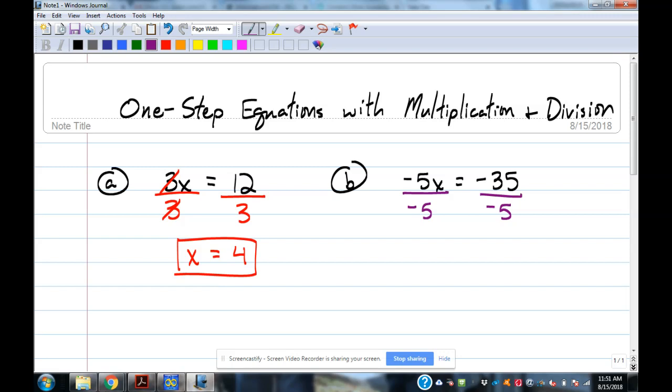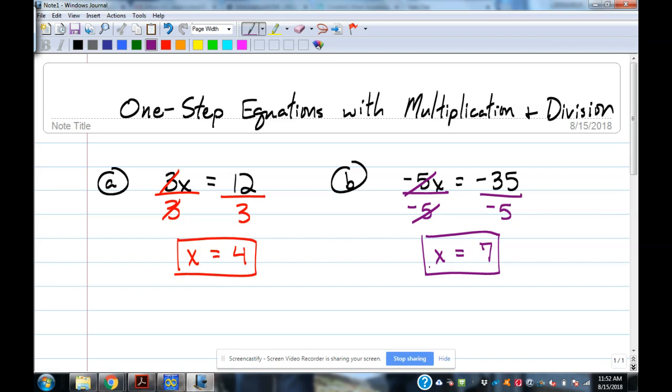All right. Now, what happens to the negative 5s on the left? Cancel out. That's leaving us x or whatever variable they have to use. And then here we got to remember our rules about division. When we divide a negative by another negative, what's it turn into? Positive. Negative divided by negative is a positive. Okay? So that 5 goes into 35 how many times? Seven times.